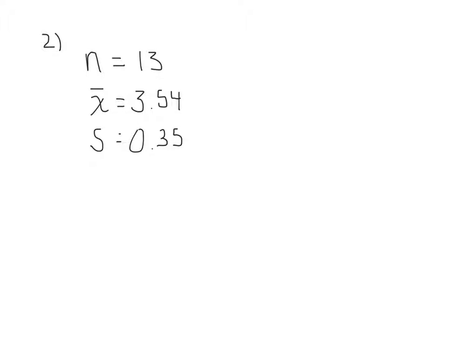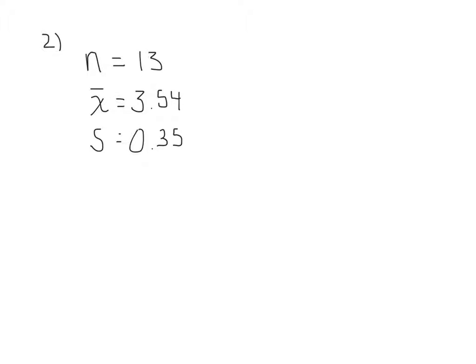Mackenzie, I'm taking a look at the questions you've asked me about on your exam with regards to your confidence intervals and that you're getting the wrong interval. And this is question number 2, where you were basically given a sample of 13. You got a sample average of 3.54 and a sample standard deviation of 0.35. And you're asked to construct a confidence interval.